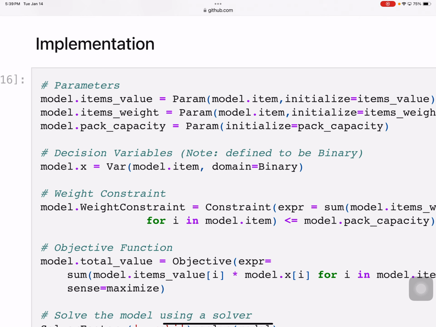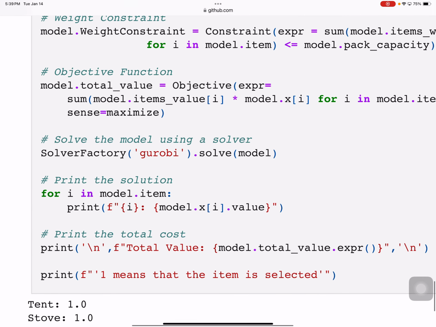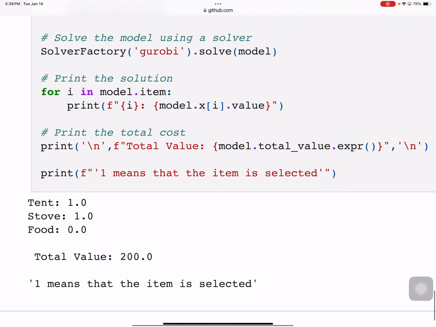So I won't go into the details of the objective and weight. You could read line by line, see what it is doing. As you can see, after you solve this problem, the tent equals 1, stove equals 1, food equals 0, right? It all satisfies the binary constraints.